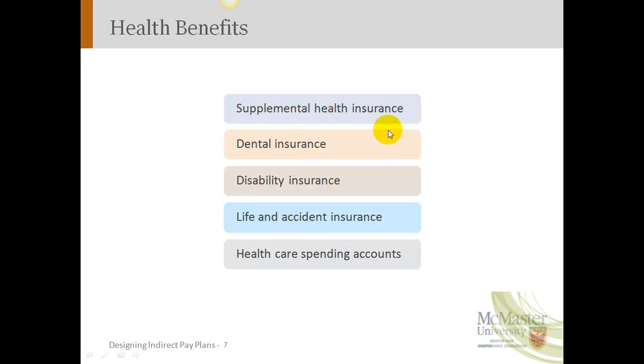Now, if we look at health benefits, we have supplemental health benefits, dental and disability insurance, life and accident insurance, and healthcare spending accounts or flexible benefits. So we'll talk about each of these in turn.